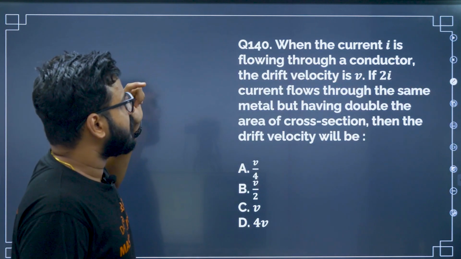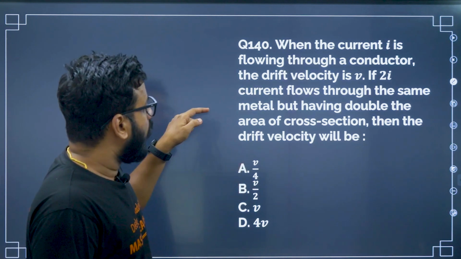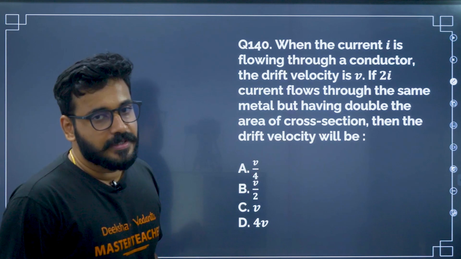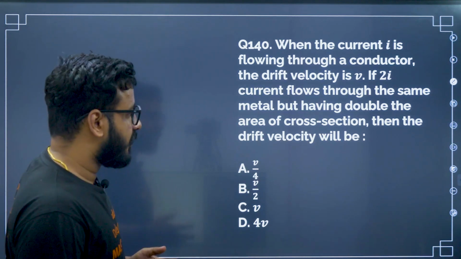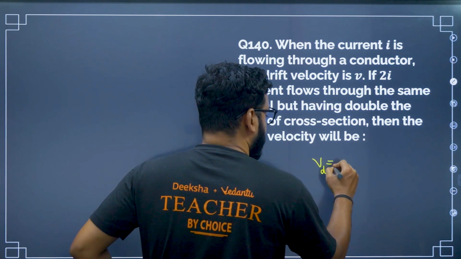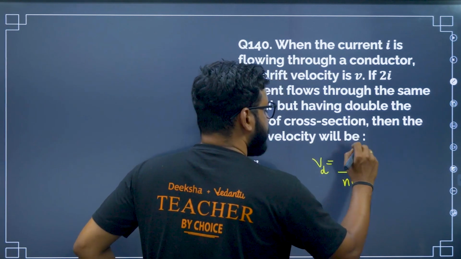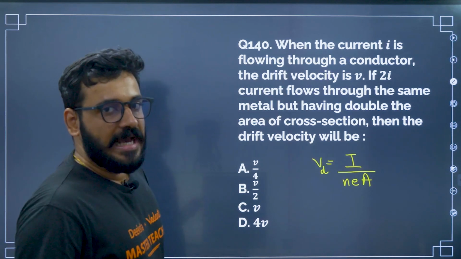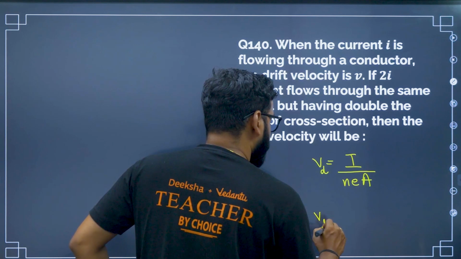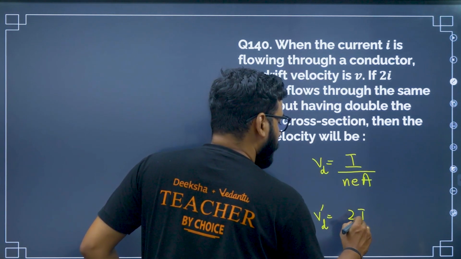When the current I is flowing through a conductor, the drift velocity is V. If 2I flows through the same metal but having double the area of cross section, then the drift velocity will be. First of all, we need to understand the drift velocity formula. The drift velocity with respect to current is given as I divided by NEA. Suppose this is the actual drift velocity, and now we want to find the new drift velocity, V dash. So we have a new current, 2I.